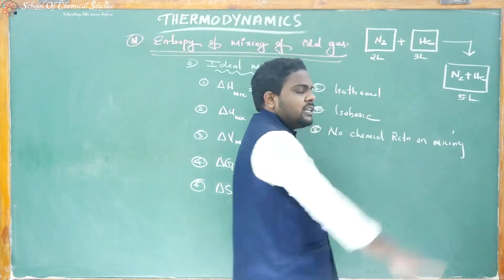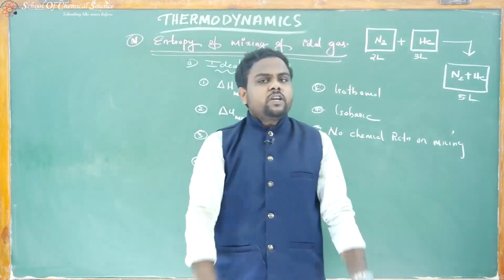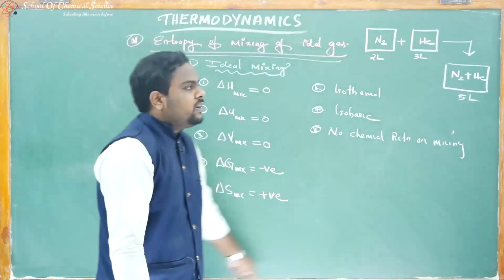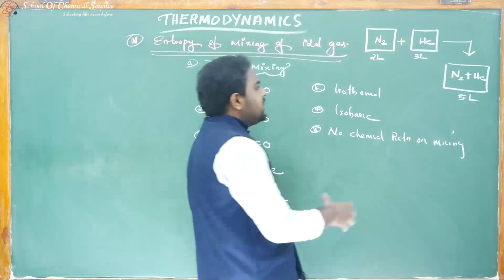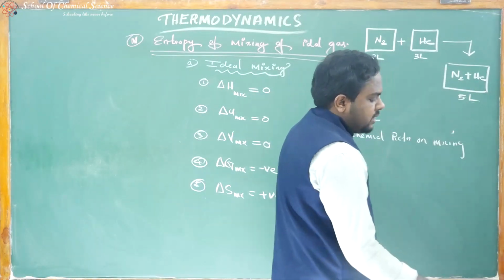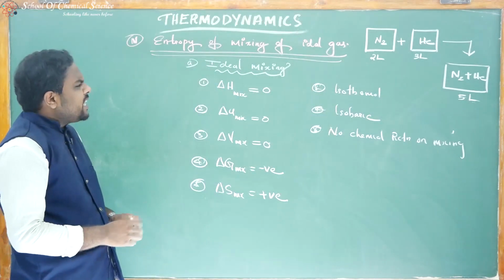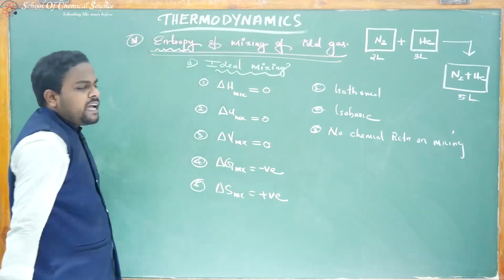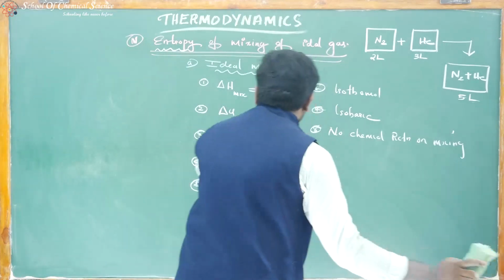Nitrogen and helium do not react. But if nitrogen and hydrogen are taken, they will convert into ammonia, so that is not considered. The gases do not react with each other. If these conditions are satisfied, you can say that this mixing is an ideal mixing. Then you have to find the entropy change delta S during this mixing process. So listen.